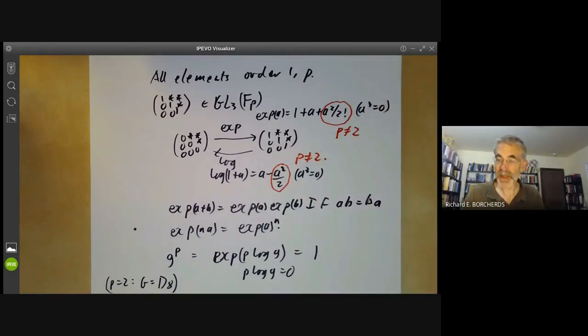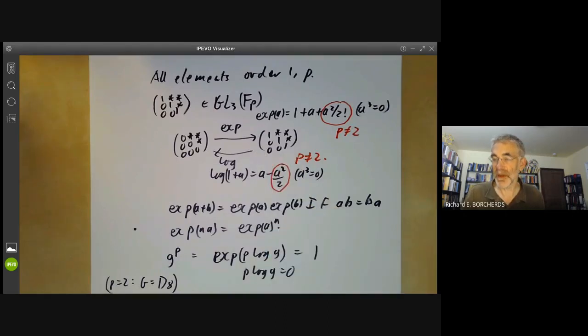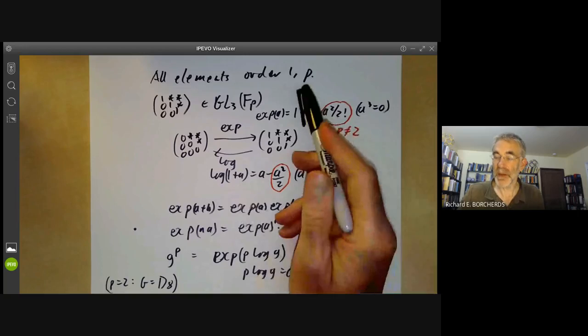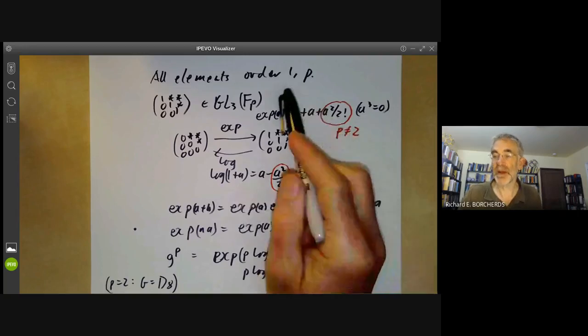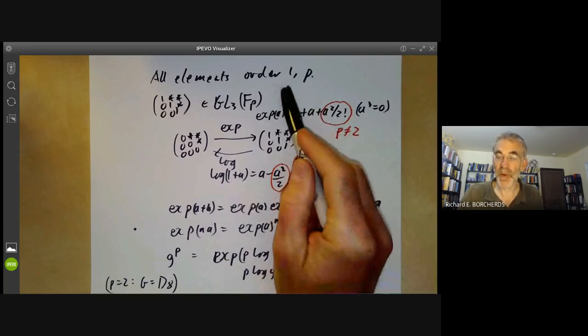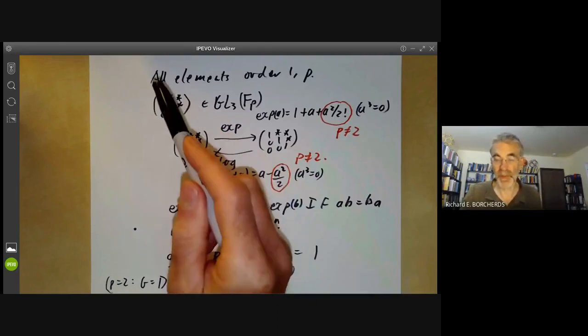You remember when we did groups of order 4 or possibly 8, I think we commented that if all elements of a group have order 1 or 2, then the group is abelian. And we now see this fails for elements all having order 1 or 3. So we've got a group whose elements all have order 1 or 3, and it's not abelian.